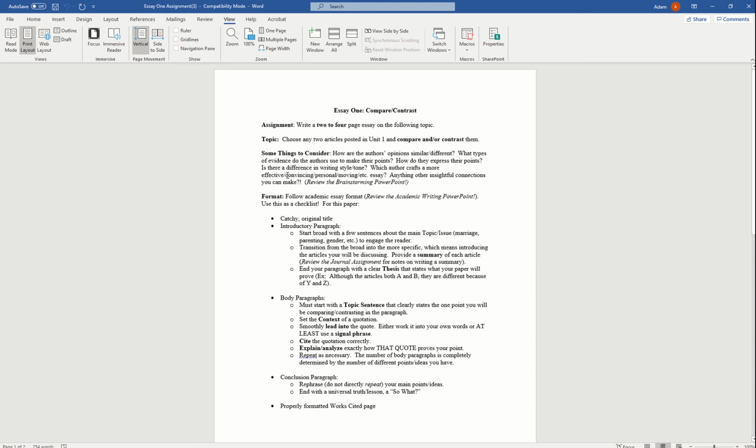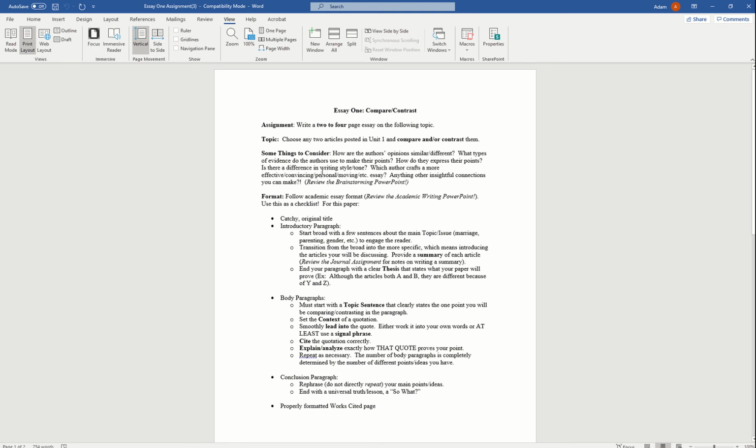Which author crafts a more effective or convincing or personal or moving essay? Well, which one does the teacher want? I bet he put them all like that just because I can pick any adjective I want just to compare the articles. Which author was more effective or convincing? Honestly, I thought Rothenberg's was. It was a little longer. I thought it gave more specific detail. I don't know if that's convincing though.